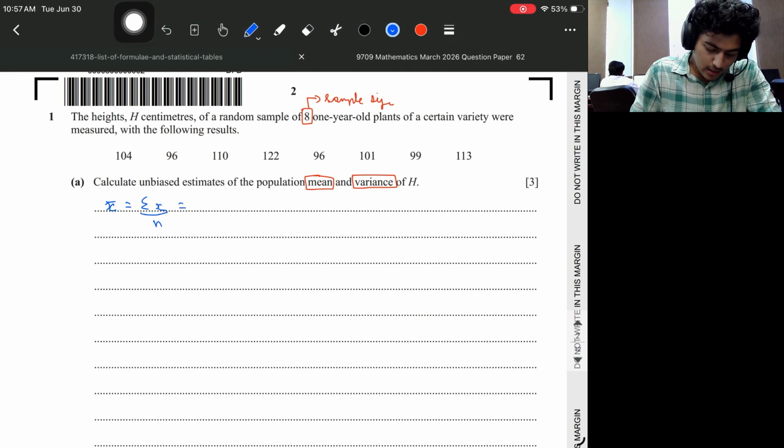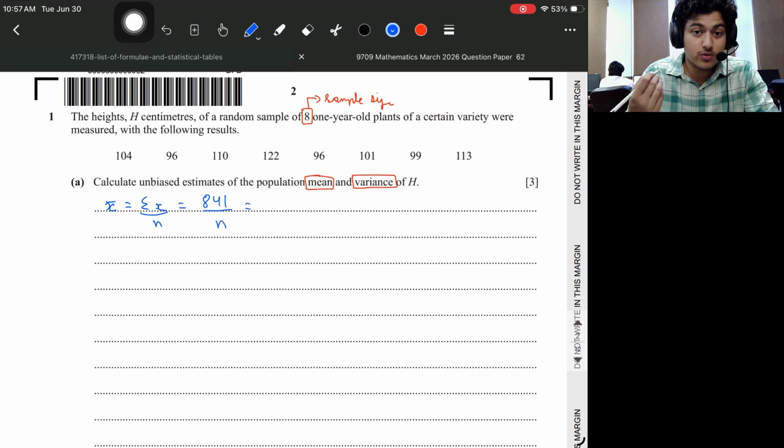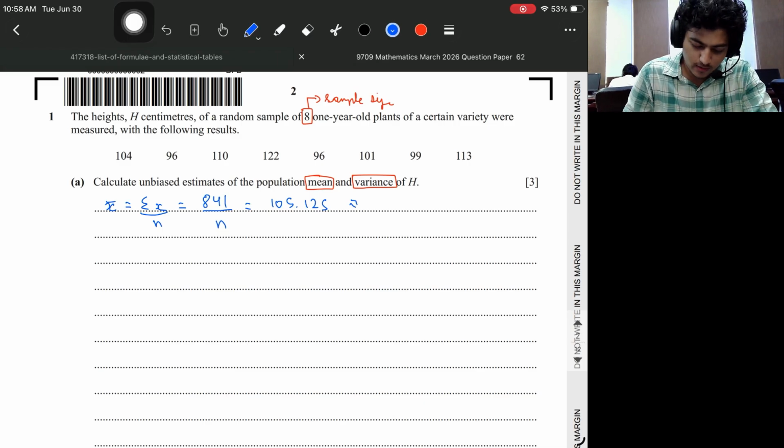All right, adding up all of these numbers we get 841 divided by n. Solving this further, you can do that in your calculator while we're solving the paper. It helps to get used to the calculator. The exact answer is coming out to be 105.125, or if we round it off to 3 significant figures, that's what is required. That is 105, right?